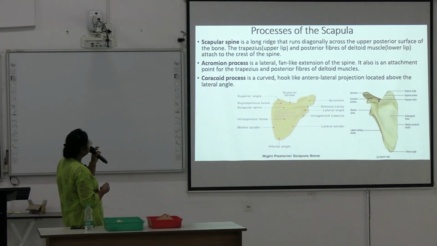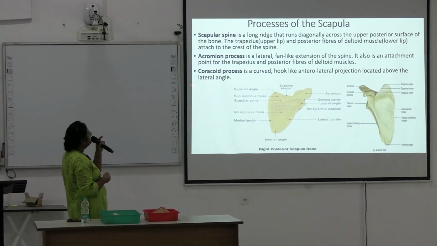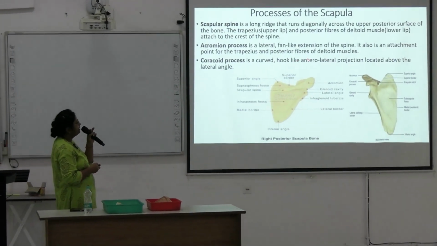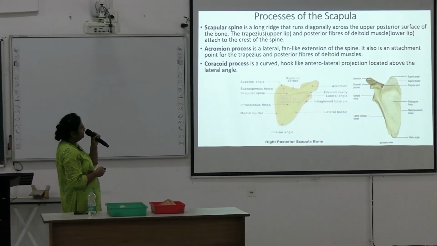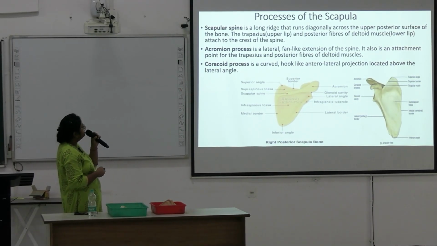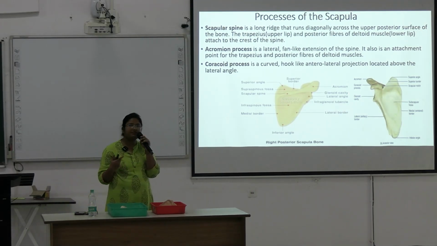Next we go to the coracoid process. This is the coracoid process. It is a curved, hook-like, anterolateral projection located above the lateral angle. The glenoid cavity is forming the lateral angle, so it is lying just above this lateral angle. Now we will discuss these individual processes in detail.